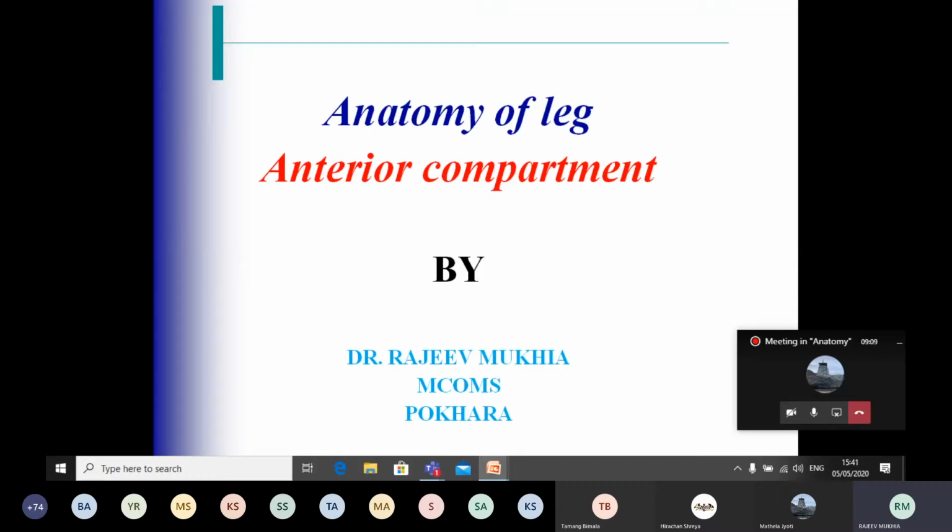So today's lecture is on the anatomy of the leg. In the anatomy of the leg, today we'll be studying the muscles present in the leg, the blood vessels present in the anterior compartment of the leg, and the nerve which supplies all the muscles present in the leg.